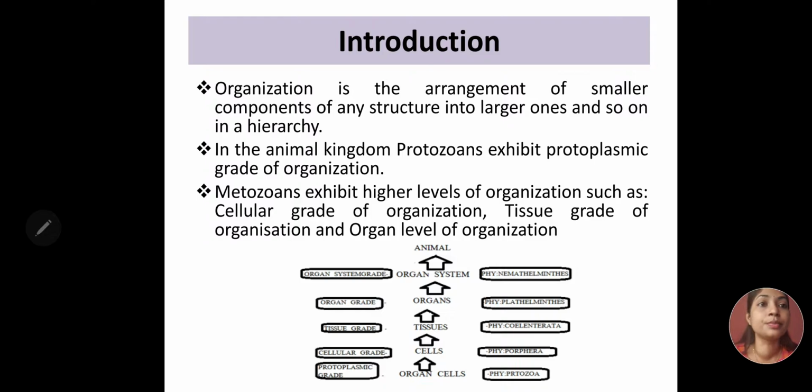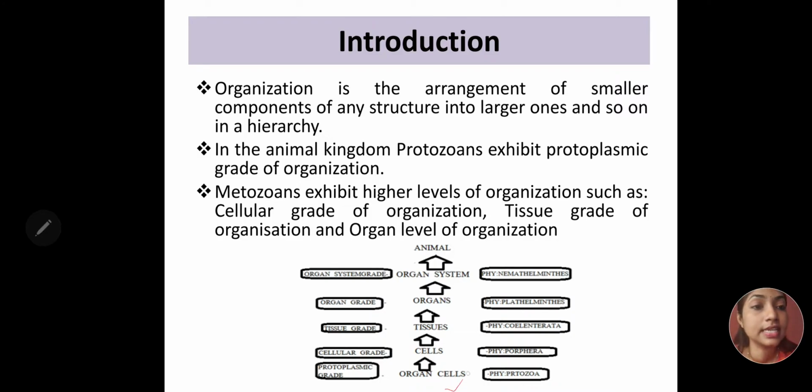In animal kingdom, protozoans exhibit protoplasmic grade of organization, and metazoans, that is multicellular organisms, they exhibit higher levels of organization like cellular grade, tissue grade, organ system grade. And here in this picture, I've tried to explain the same.